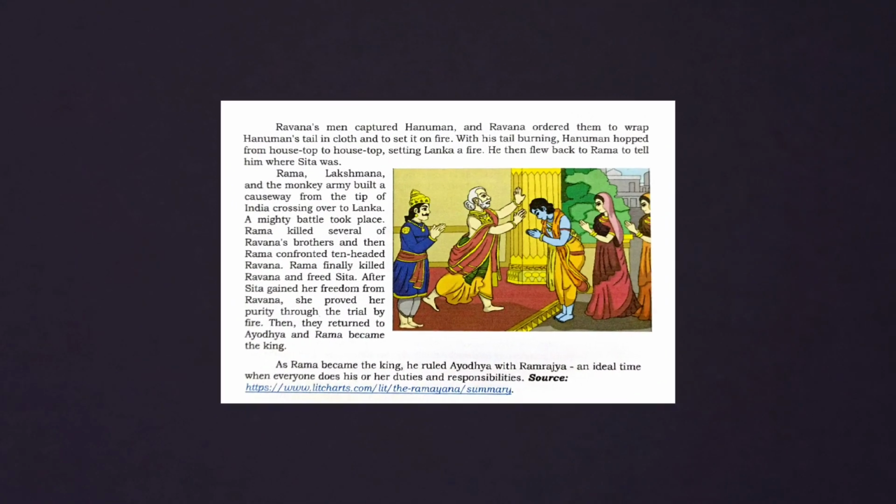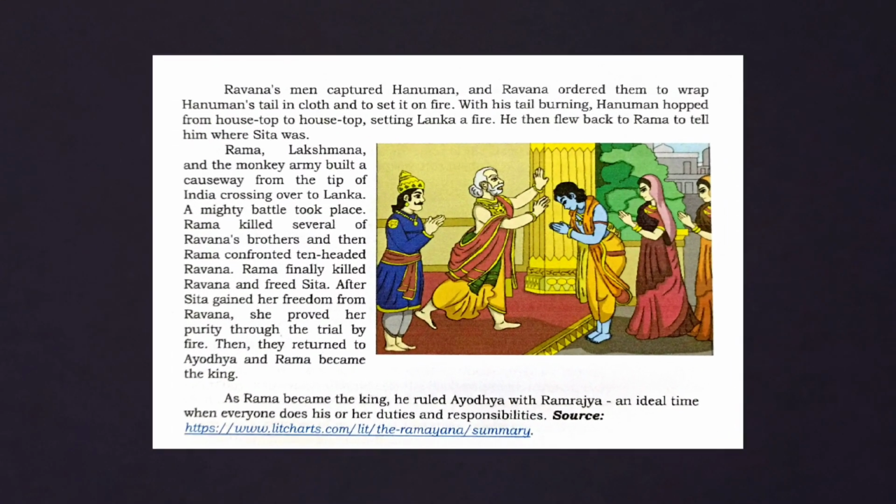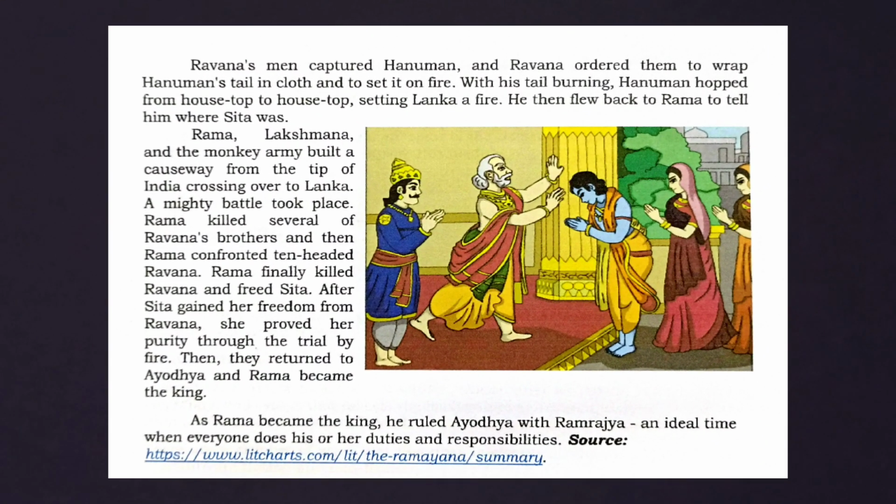Ravana's men captured Hanuman, and Ravana ordered them to wrap Hanuman's tail in cloth and set it on fire. With his tail burning, Hanuman hopped from housetop to housetop, setting Lanka afire. He then flew back to Rama to tell him where Sita was.